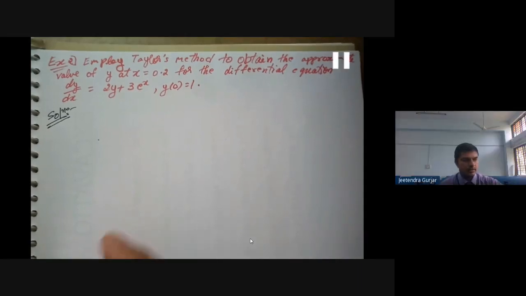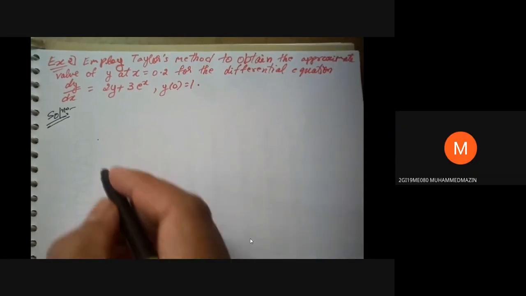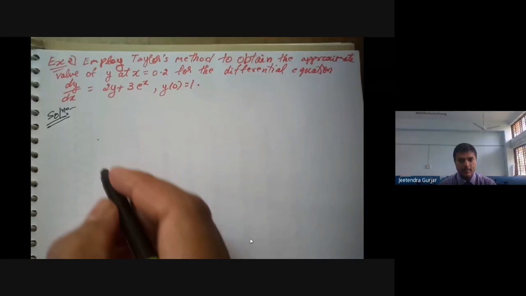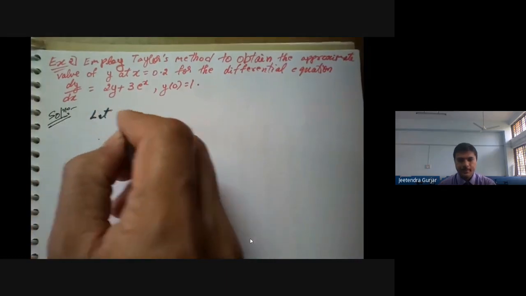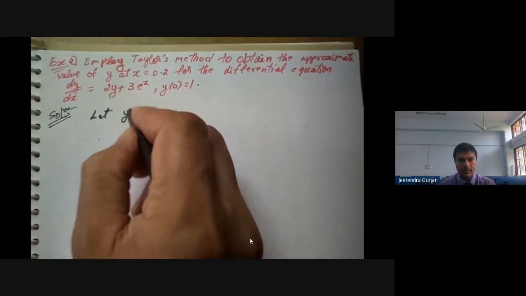Excuse me, sir, up to what degree we have to approximate? Yes, I will tell you what degree. Here they have not mentioned any degree, means try to go for third degree only. Okay. If they have not mentioned, go for third degree.